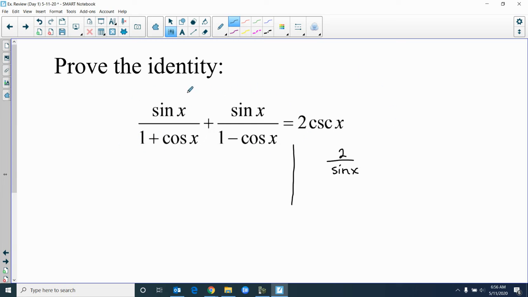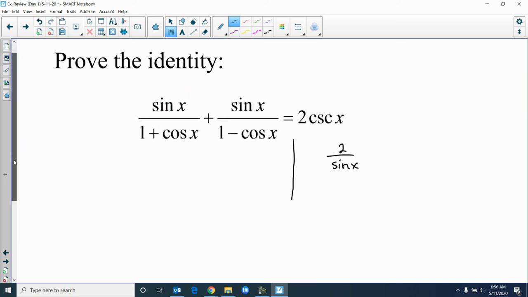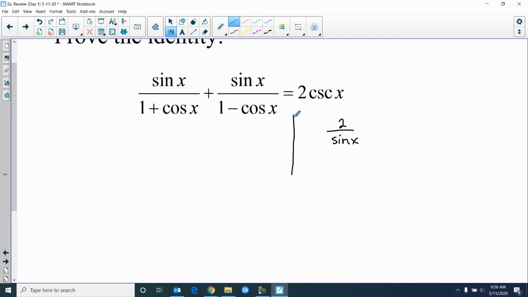A lot of different things you can do, and what we do in here won't be the exact one you're going to see on the test, but it just kind of gives you a reference to look at. On here, we want to add these together. In order to add them together, you got to get a common denominator. That's what I would do first. So I got sine of x over 1 plus cosine of x. And I'm just going to give myself a little bit of room.